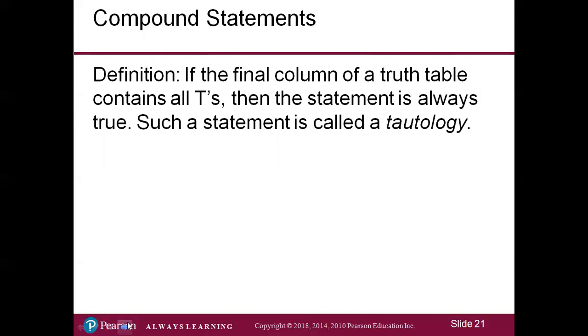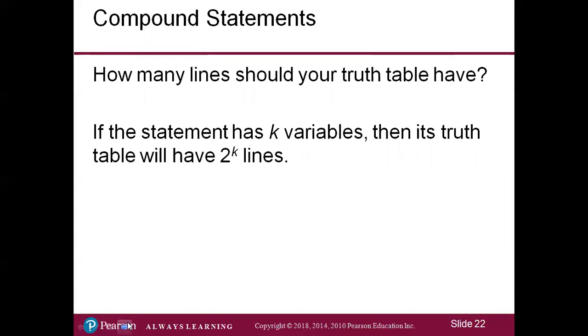Definition. If the final column of a truth table contains all T's, then the statement is always true. Such a statement is called a tautology. How many lines should your truth table have? If your statement has K variables, then its truth table will have 2 to the K lines.